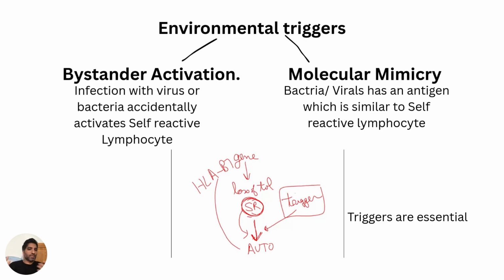So that's bystander. Accidentally, a virus, bacteria, something activates it, right? Molecular mimicry: a bacteria, virus, or something else has an antigen which is similar to a self antigen, so it upregulates the lymphocytes that pertain to it and the self-reactive ones, right?